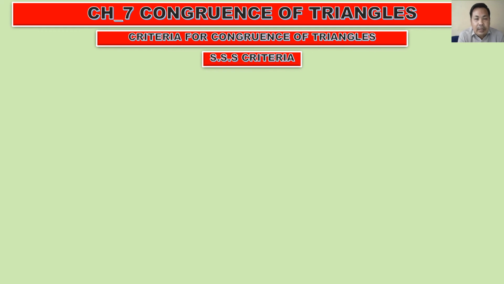In today's video I will show you chapter number 7, congruency of triangles. This is the last portion of the chapter, that is congruency of triangles. So in today's topic we have criteria for the congruency of triangles, and we have to understand the different criteria to show that two given triangles are congruent.